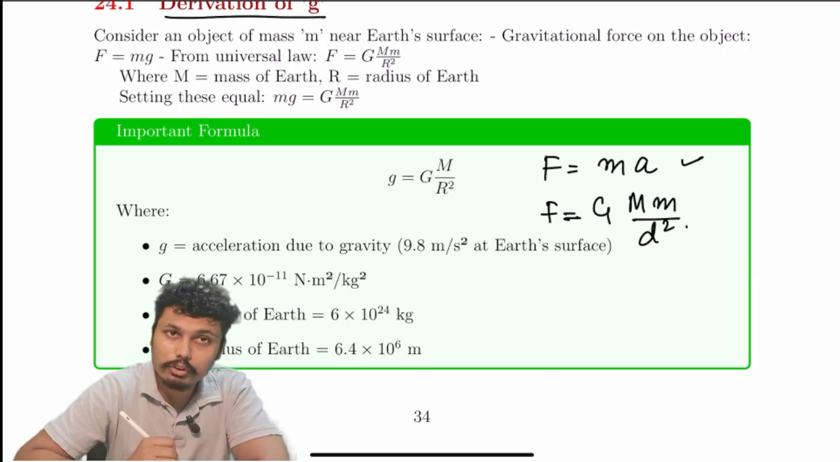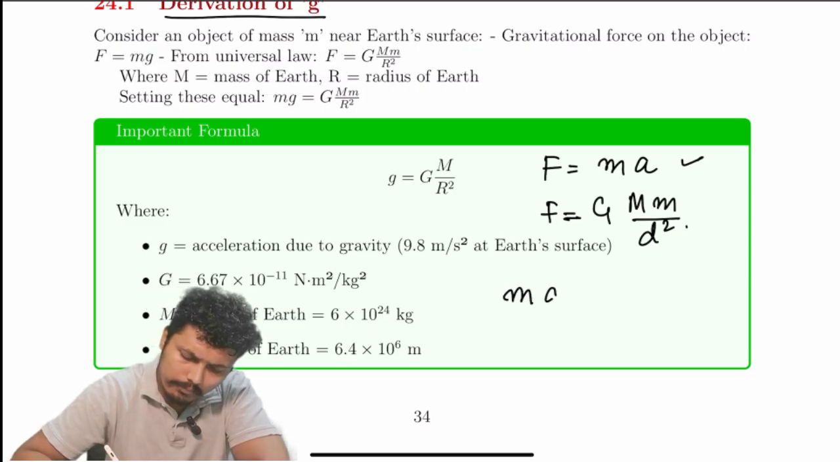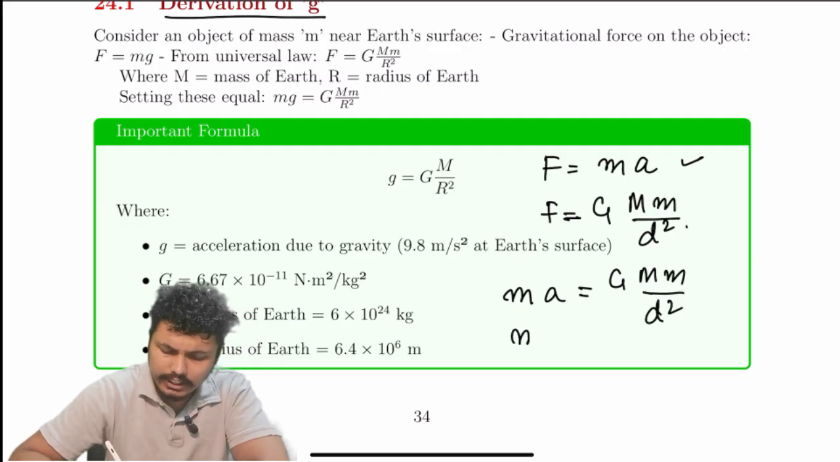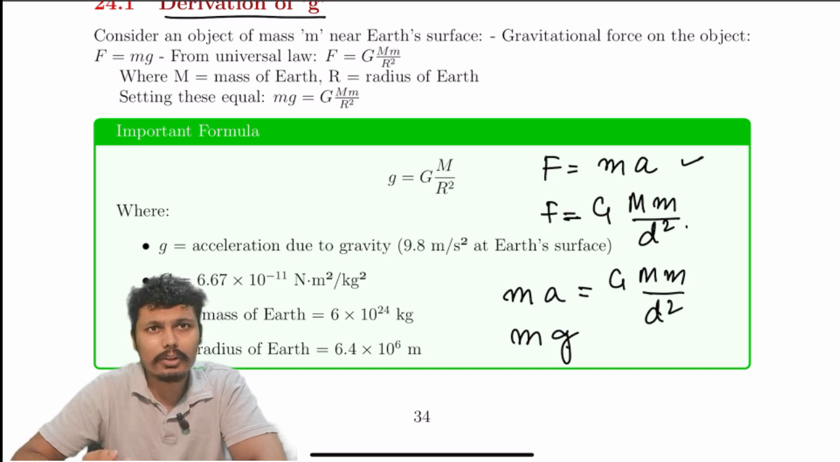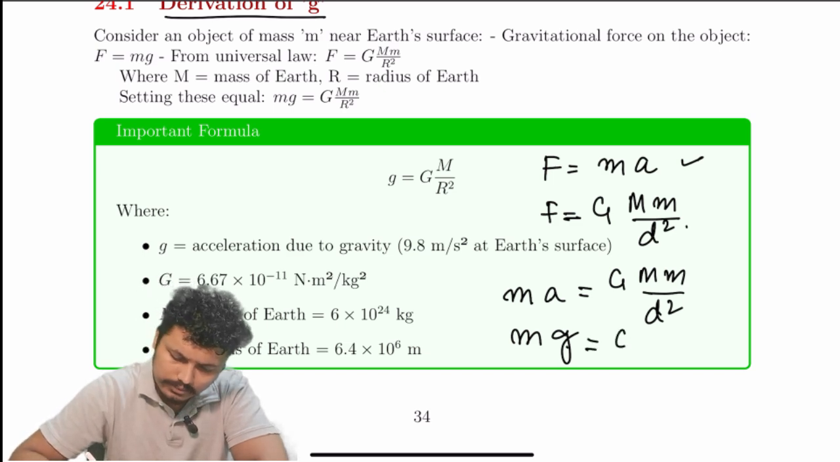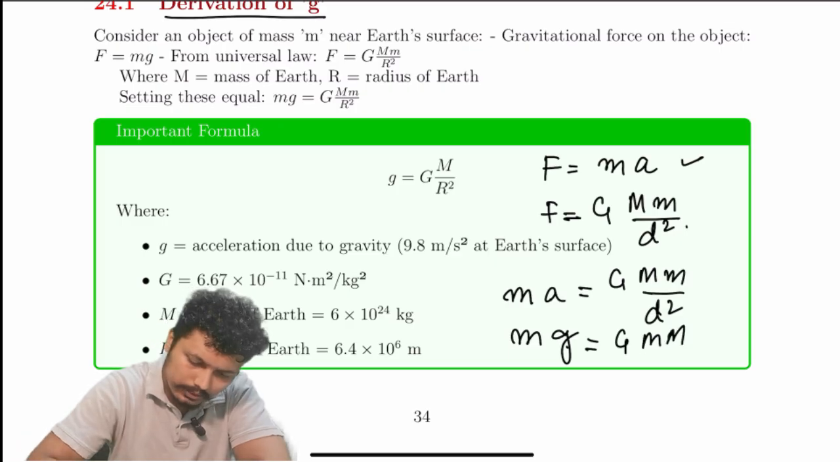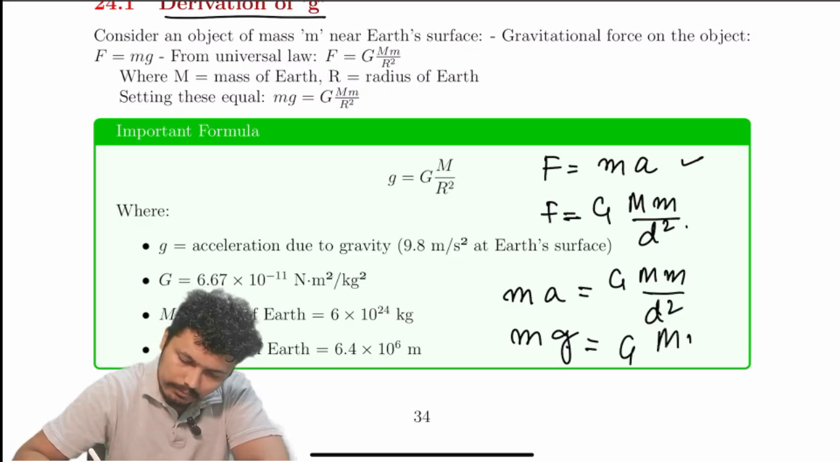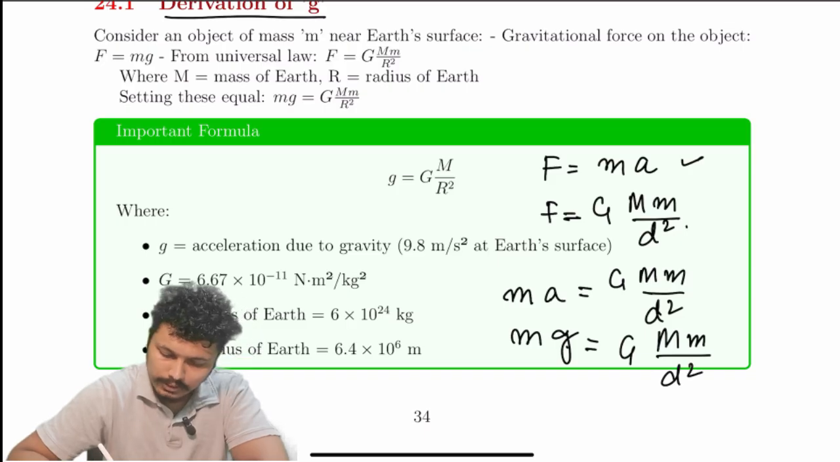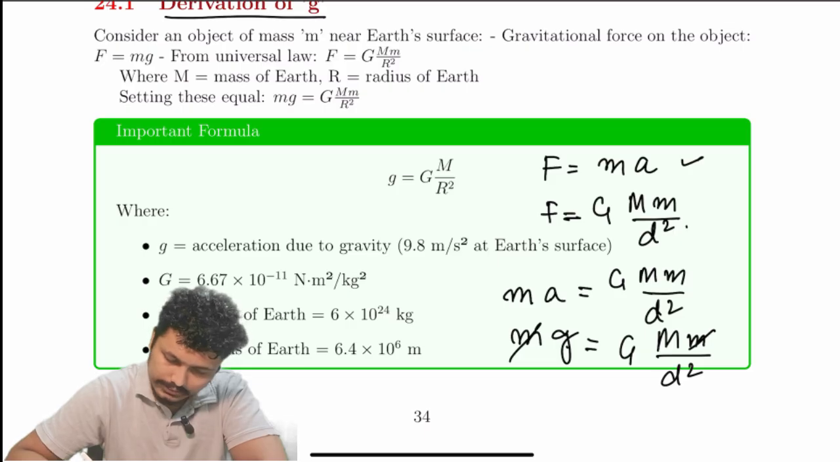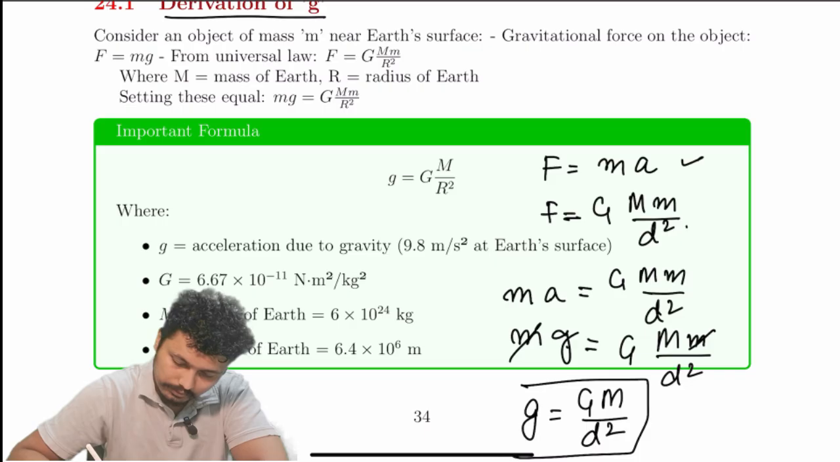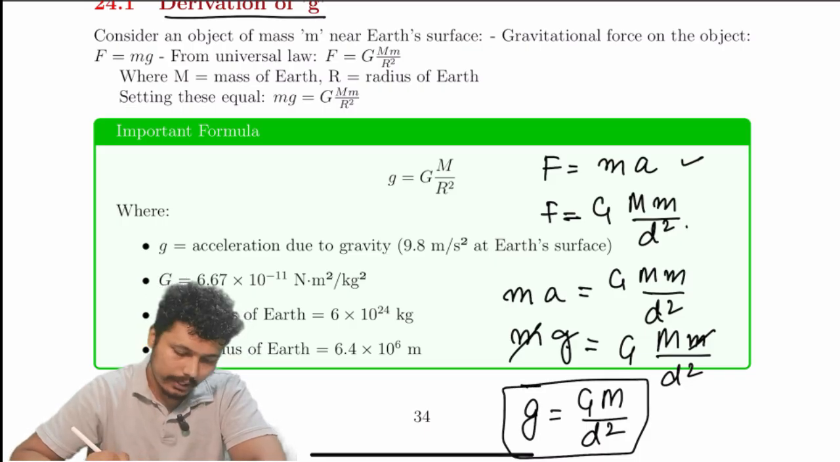Now we can compare these two forces. So can I write m a equals G M m by d square? Sir, instead of a, can I write g? Yes, this is acceleration due to gravity. Now we are talking about gravity, right? So I can write m g equals G capital M small m by d square. Small m and small m cancel. So g will be equal to G M by d square.